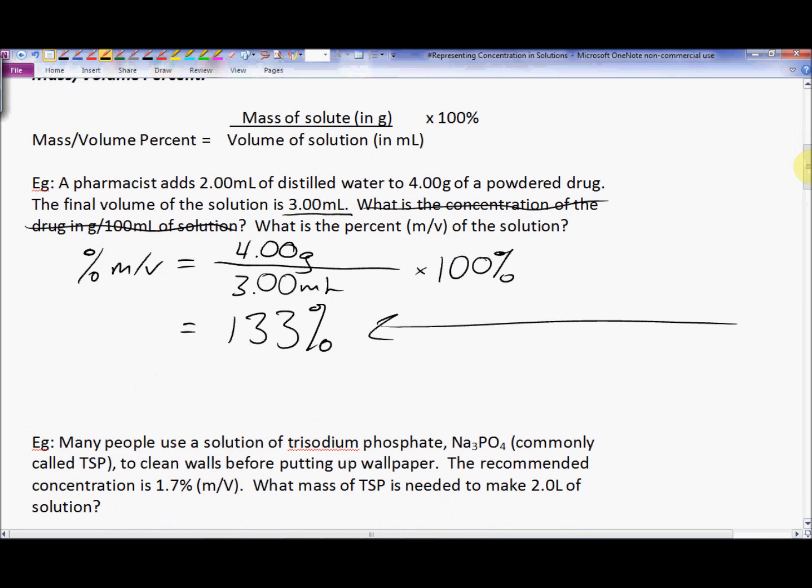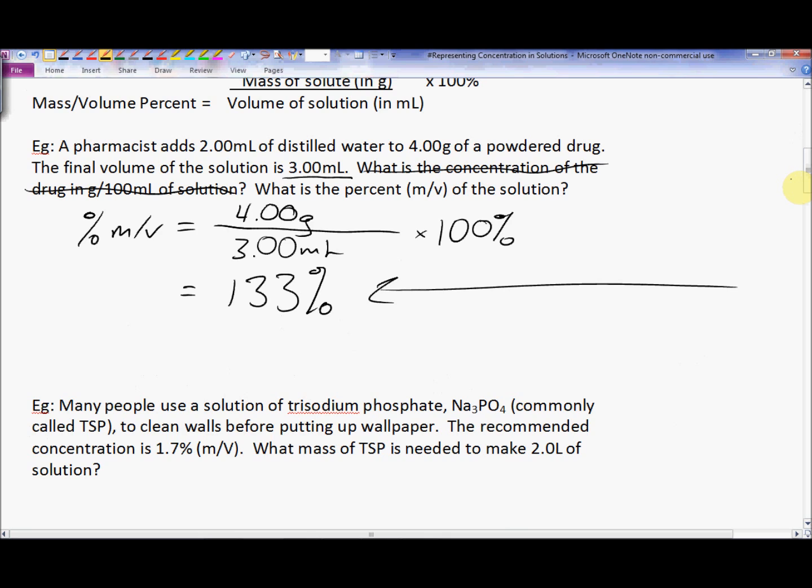Okay, moving on to our next example, also using mass volume percent. Here we're using an example where it gives you the mass volume percent, and we have to calculate something from that. So many people use a solution called trisodium phosphate, Na3PO4 is its chemical formula. It's commonly called TSP, to clean walls before putting up wallpaper, or for painting for that matter. The recommended concentration is 1.7% mass to volume. What mass of TSP is needed to make 2 liters of solution?